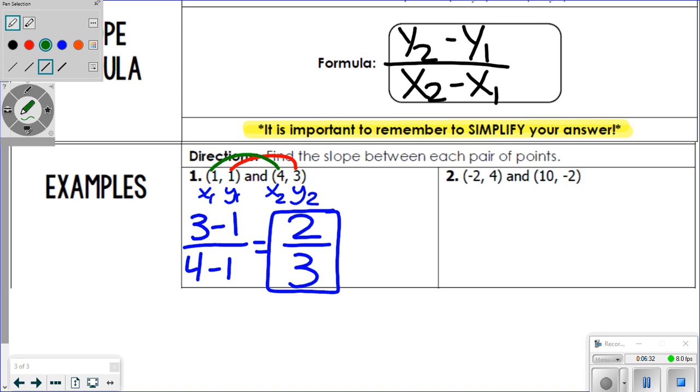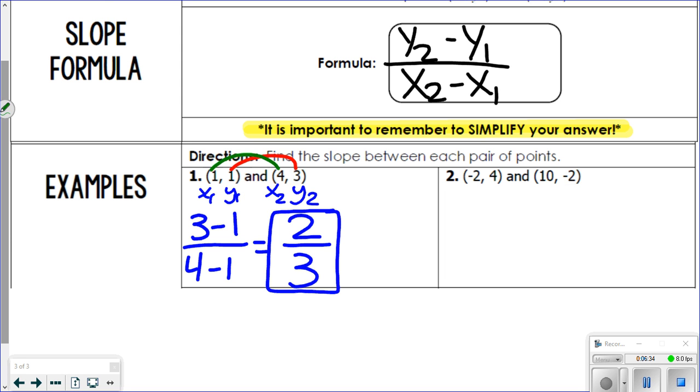Number 2, the same thing. Again, label them if it helps you. X sub 1, y sub 1, x sub 2, y sub 2. So y's are always in the numerator or on top. Negative 2 minus 4 gives us negative 6.